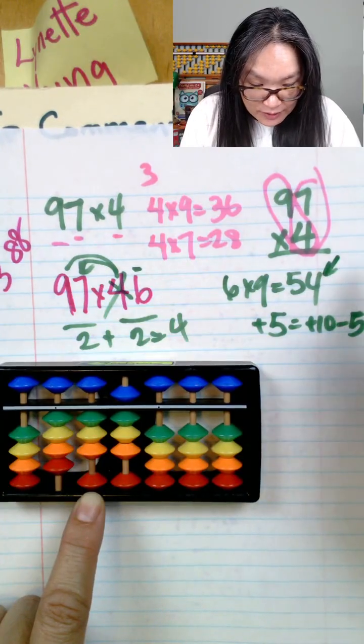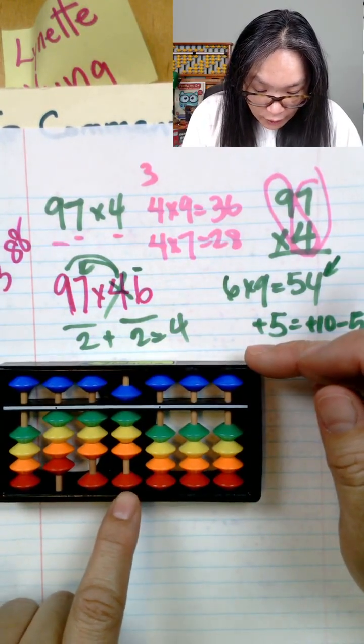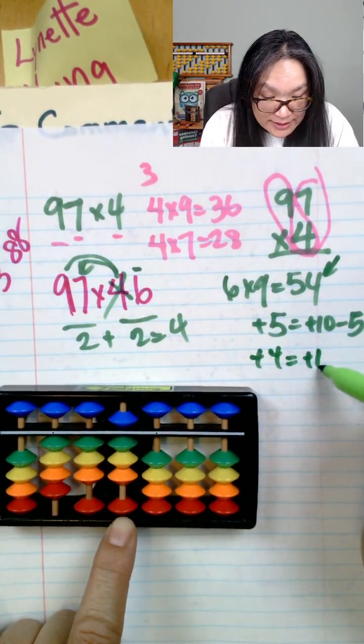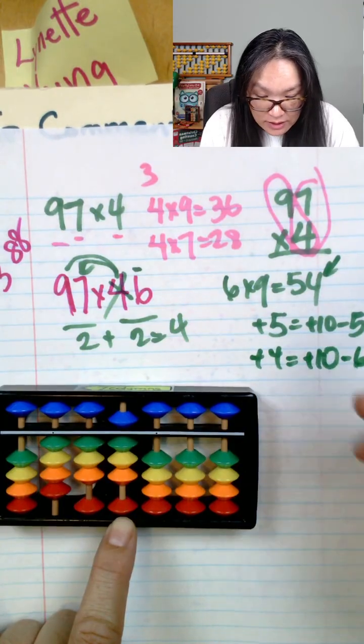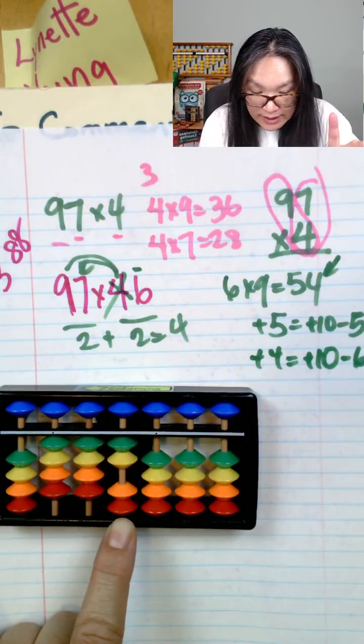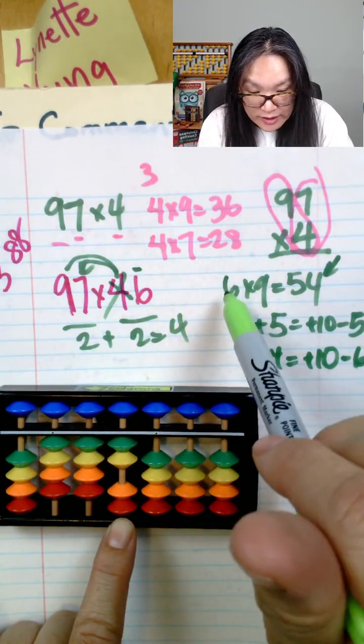Now my next number is 4. I've got to put the 4 here. To do the 4, it's plus the 4 is equal to plus the 10 minus 6. So I plus the 10 and I take away the 6. Okay, we're done with this question, which is 6 times 9.